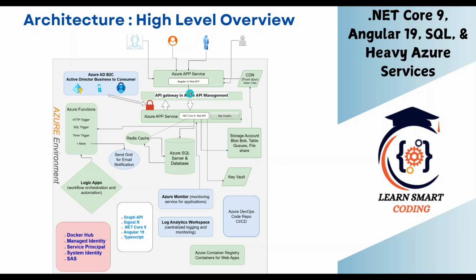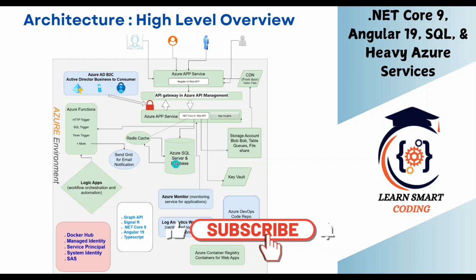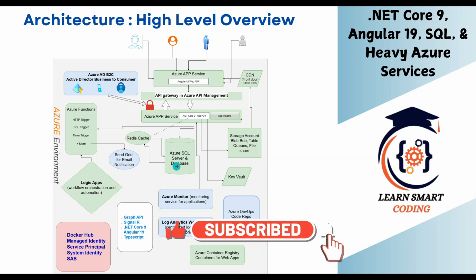API Management will be hiding our web API endpoints, which means Azure API Management will then forward the calls coming in to the App Service where we have the .NET Core 9 web API. And then, the web API will have all of these contacts. It will be talking to the Azure SQL server, and it will be having the Redis cache.